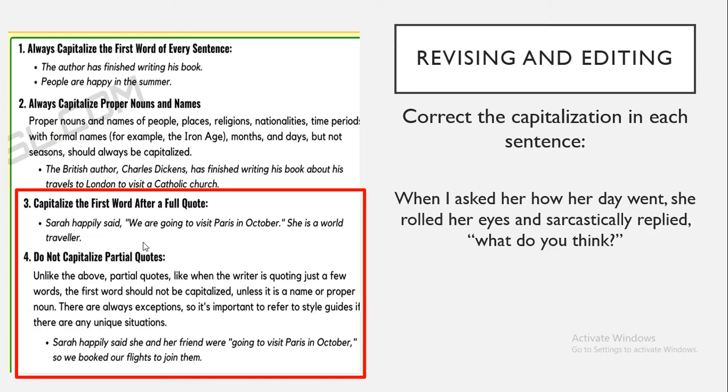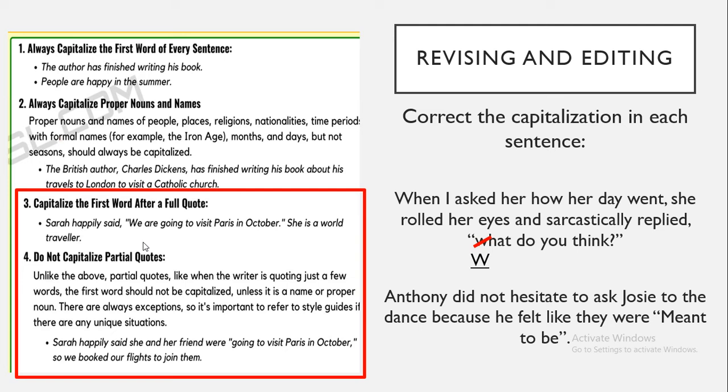For example, when I asked her how her day went, she rolled her eyes and sarcastically replied, "What do you think?" So then you look at that and you say, "What do you think?" Is "what do you think" a full quote? Is that a complete response? It is. And so what you would do is make that W capital. Let's try one on our own now.